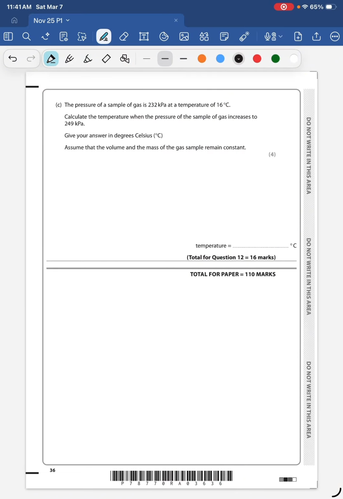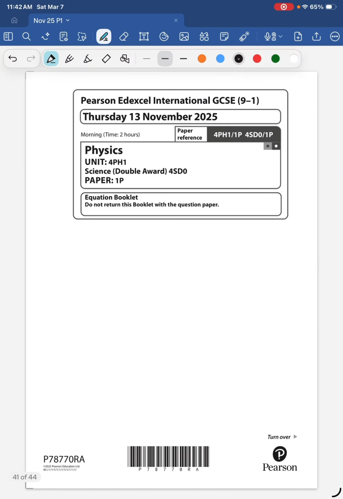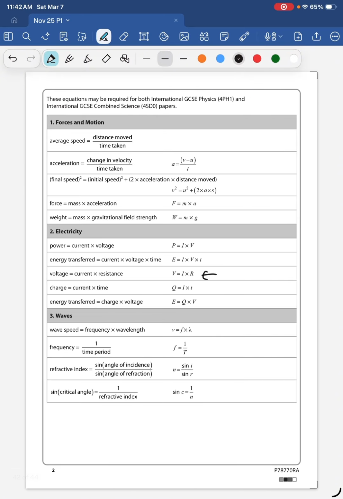And now part C, the pressure of a sample of gas is 232 kilopascals at a temperature of 16 degrees Celsius. Calculate the temperature when the pressure of the sample of gas increases to 249 kilopascals. Give your answer in degrees Celsius. Assume that the volume and the mass of the gas sample remain constant. Okay, that's the key.